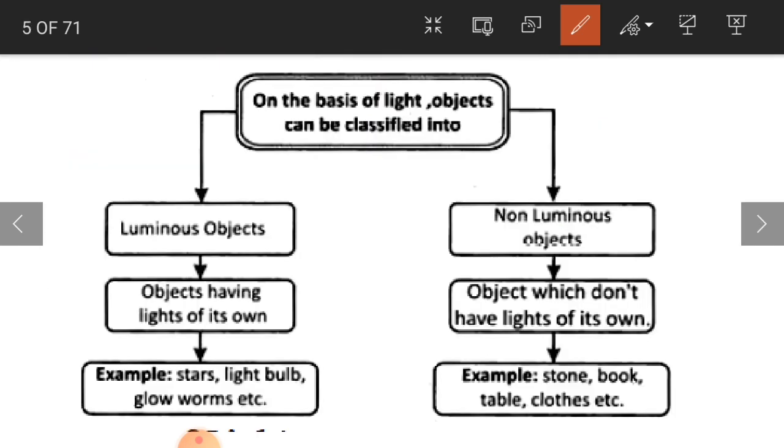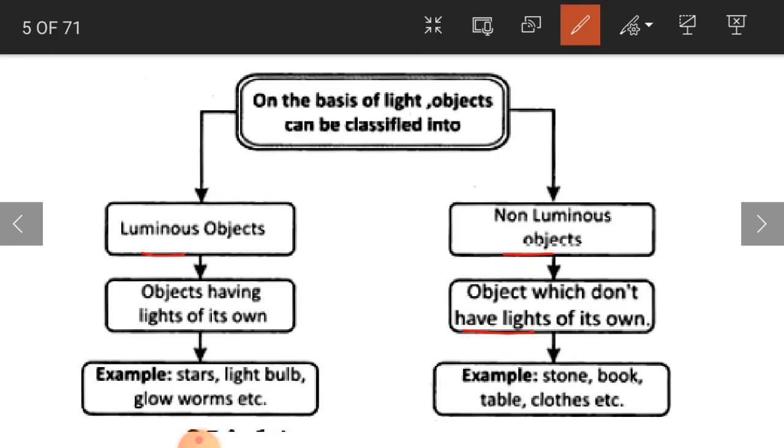And the other one is, on the basis of light, objects can be classified, because we also learnt that light travels through a medium. Medium is nothing but an object through which it travels. Objects are classified into luminous objects and non-luminous objects. What are luminous objects? Objects having light of their own. Some objects have light of their own, and those are called luminous objects.